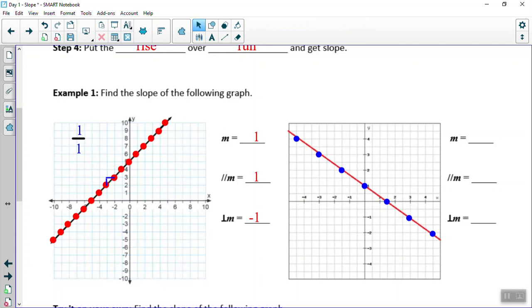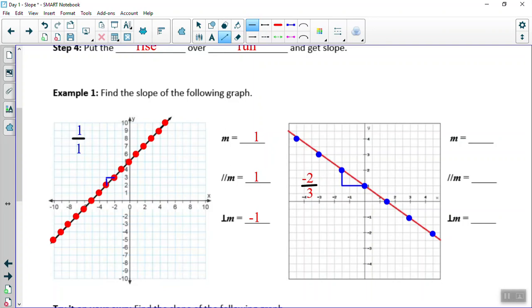This one's going down and to the right. So I picked these 2 points here. Then I always read from left to right. So I'm going down 2, which is a negative 2, and then over 3. So when I want to do my slope, I'm going to take my rise, and I'm going to put it over my run.